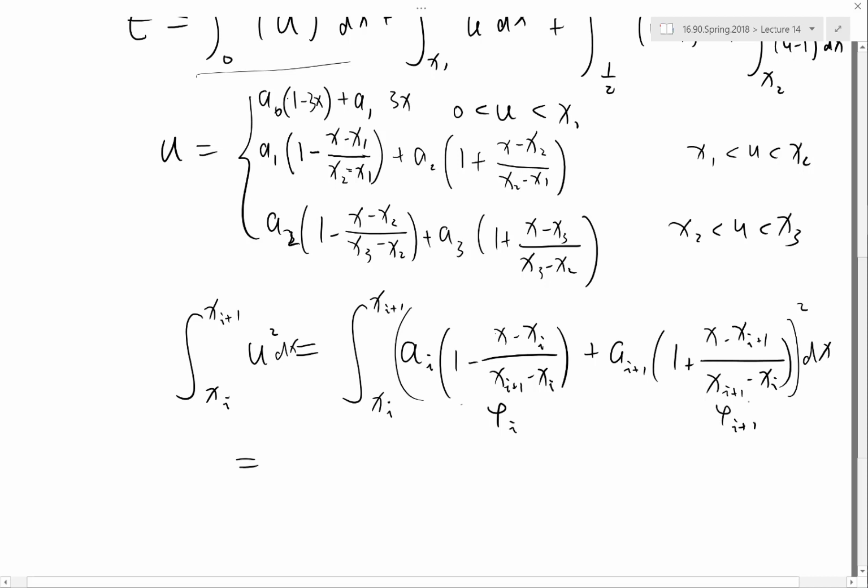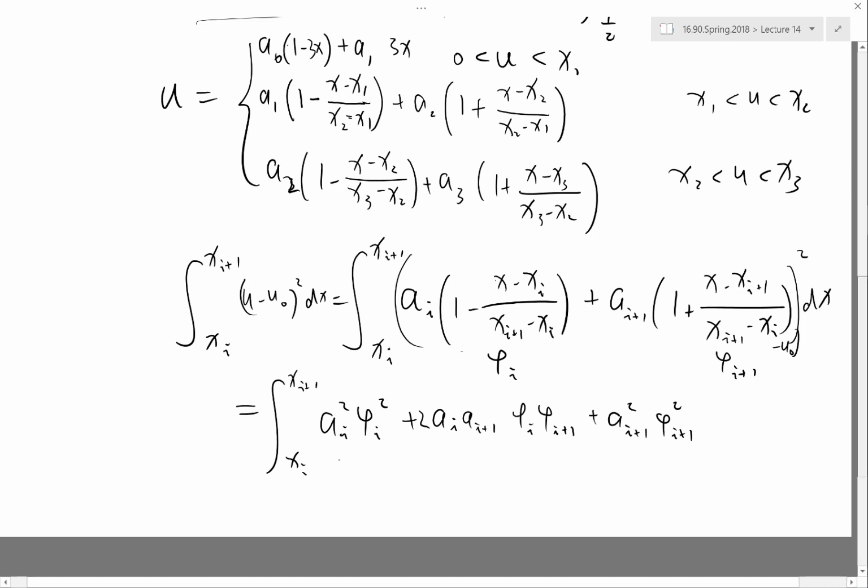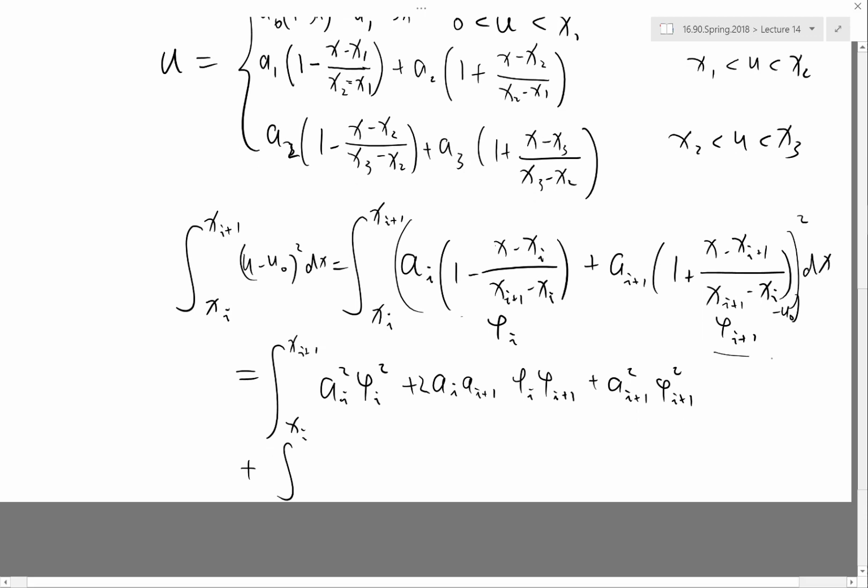Student: Why can't you just keep the u0 in there and just have it like u0 of xi? Yeah, sure. That's a good idea. So u minus u0 square, and basically I have a minus u0 here, okay? So when I split the square, I have several terms. One term is ai square phi I square, right? I actually have two of ai plus 1 times phi I plus 1. I have ai plus 1 square phi I plus 1 squared, and then I have three more terms relating to this u0, right?